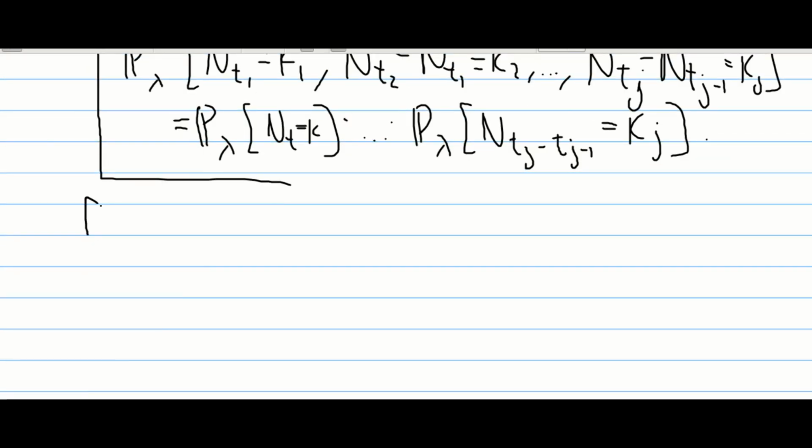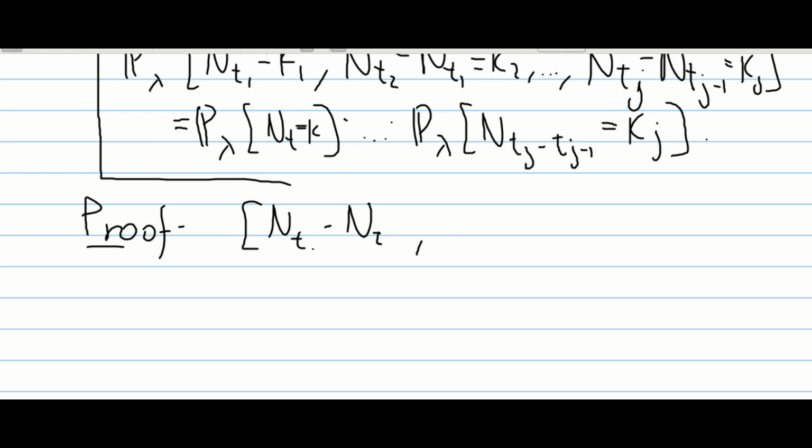So how do we prove this? It's supposed to be easy, right? Because it's called a corollary. We take the event N_{t2} minus N_{t1}, and sorry, it's supposed to start from N_{t1}.